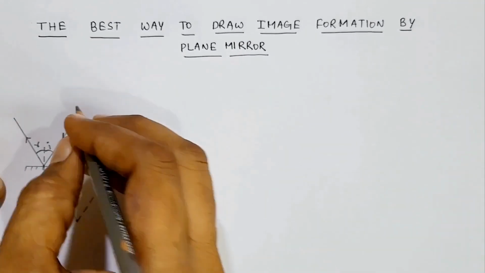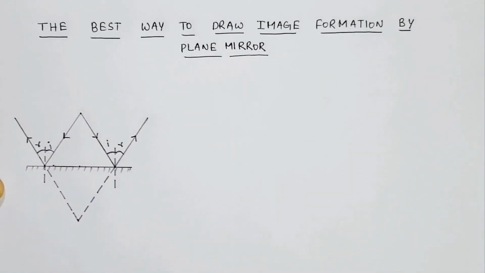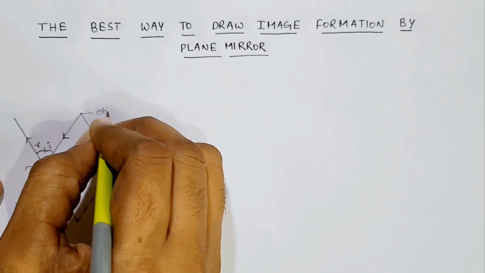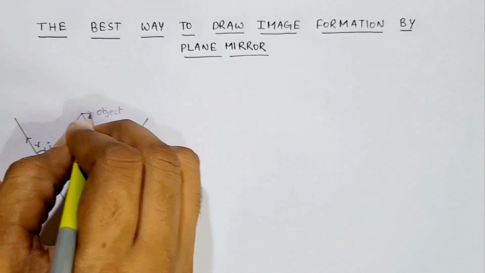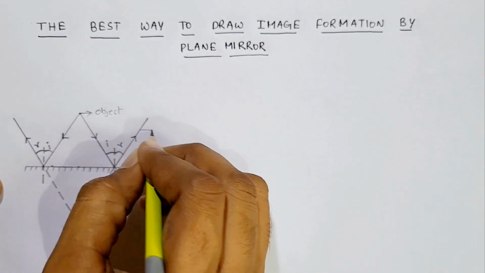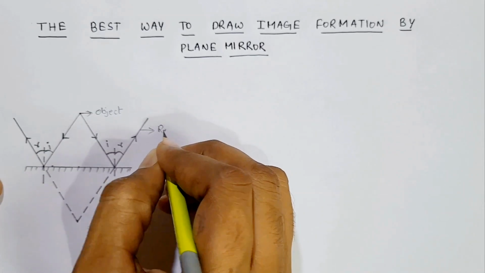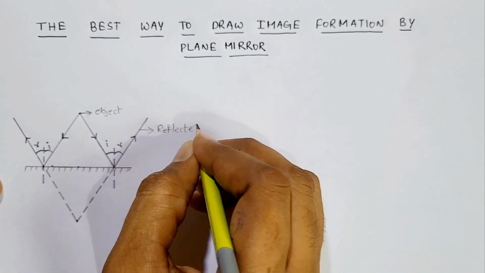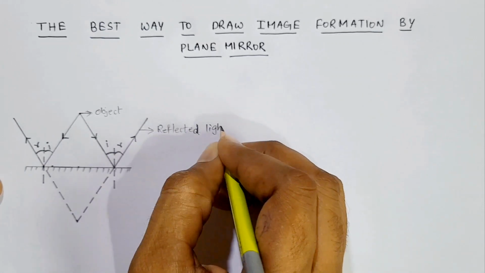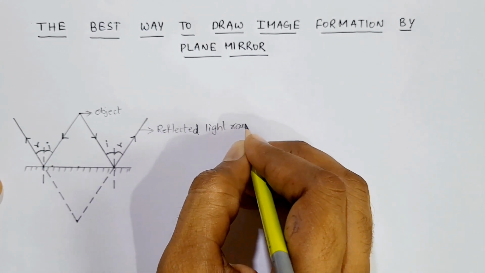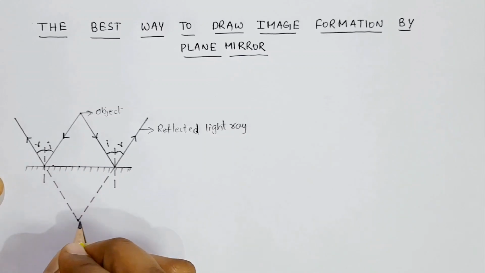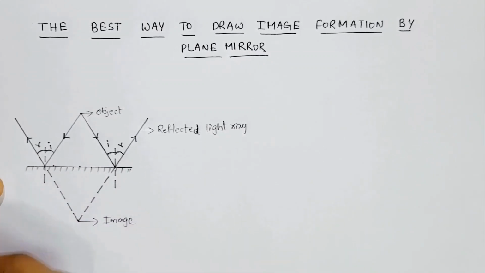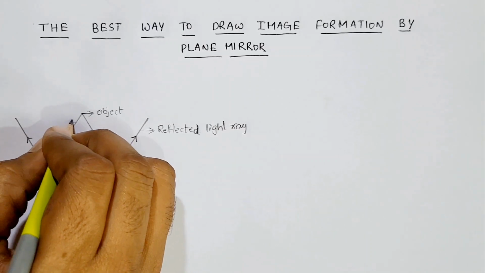Now this point which is given here will be the object. Okay, this point will be the object. This will be the reflected light ray, and this point will be our image, and this will be our incident light ray.